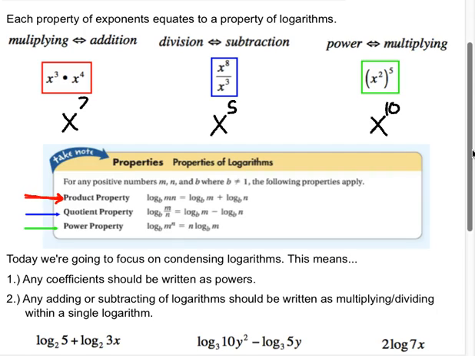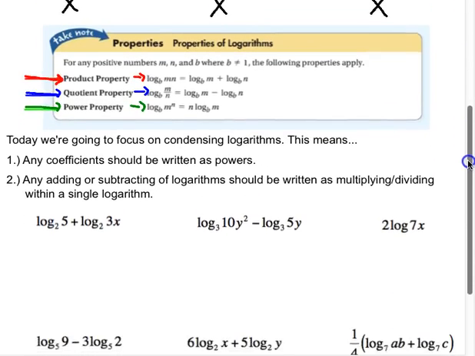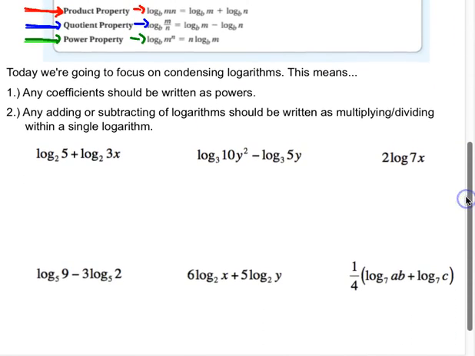Here, the product, you can see right here, when you're multiplying, you can split them up into addition. Quotient, when you're dividing, you can split them up via subtraction. Power of a power, you can split up by multiplication. So let me show you how this works in the world of logarithms.